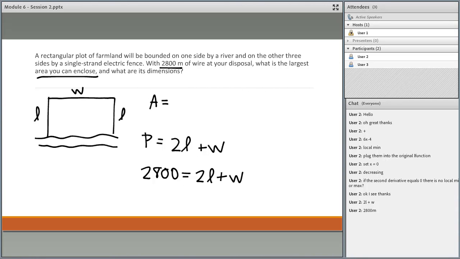But we are trying to find the largest area we can enclose. What is the area of that rectangle, this field? Very good. Length times width. So the area is what we are trying to maximize.